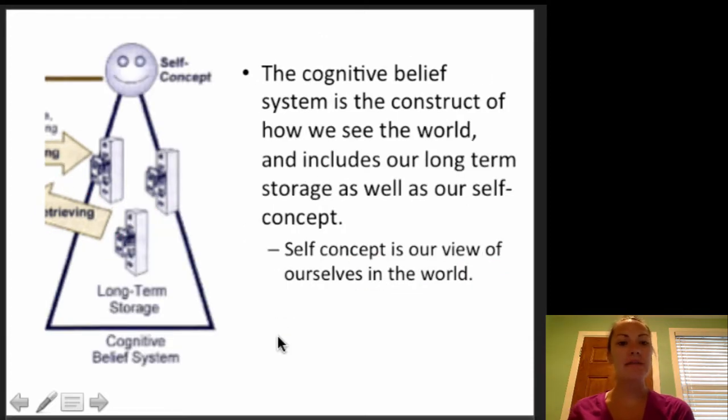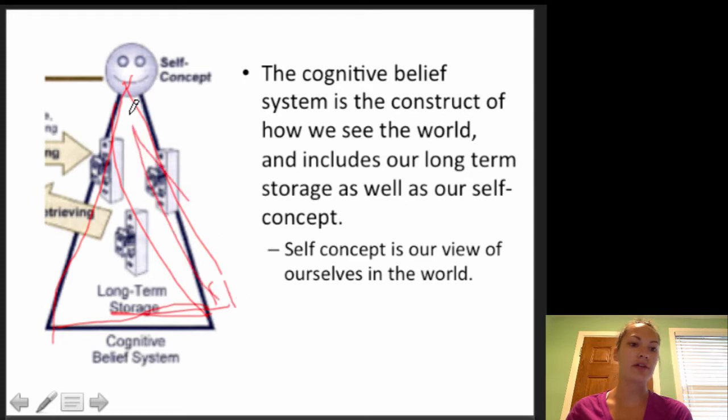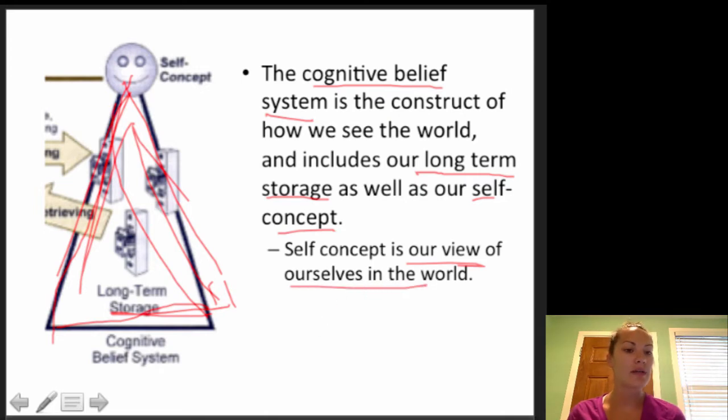The next piece that I want you to think about is this triangle here. The triangle between self-concept and the long-term storage, that is not a great drawing of a triangle, sorry, is going to represent our cognitive belief system. And our cognitive belief system is our construct of how we see the world. It includes all that we experience and store in our long-term storage, as well as our self-concept, which is our view of ourselves in the world. How do we see ourselves against the world?